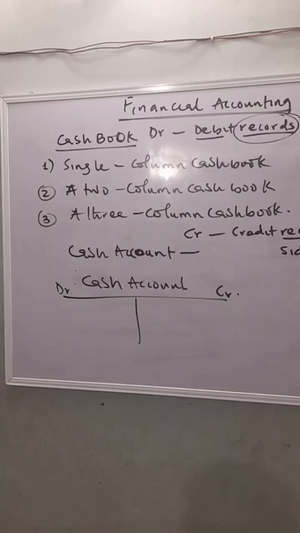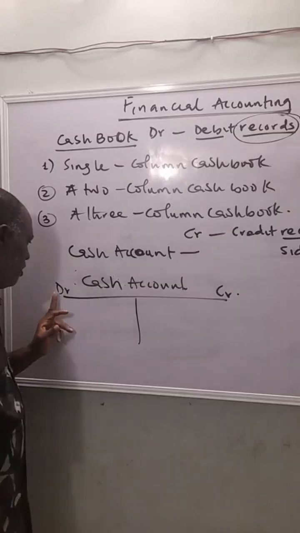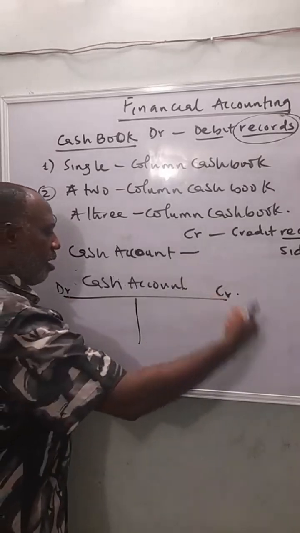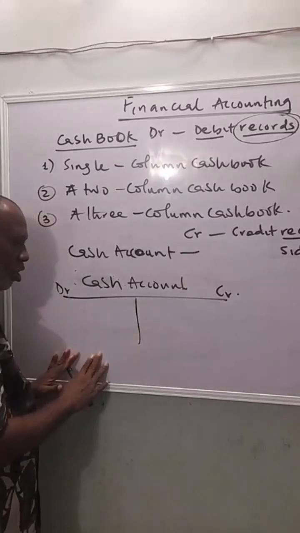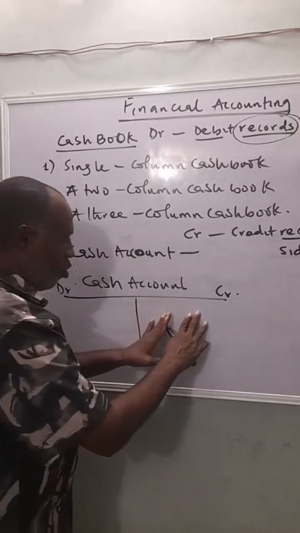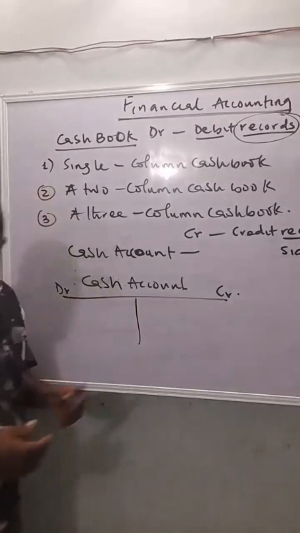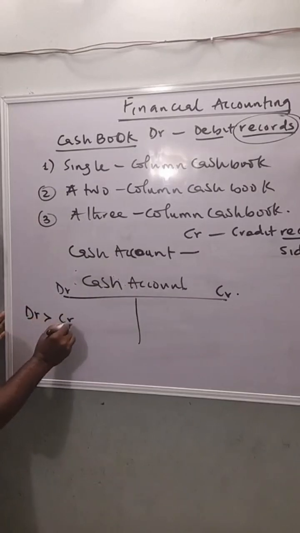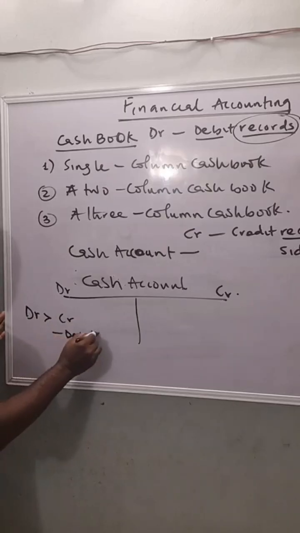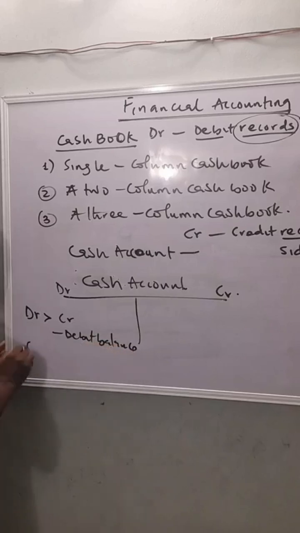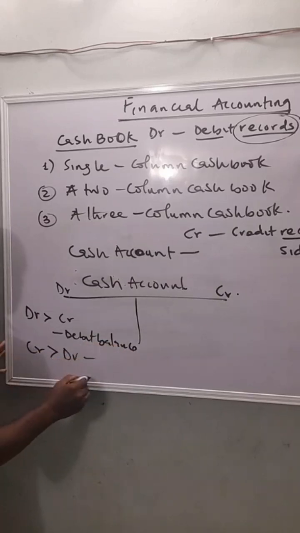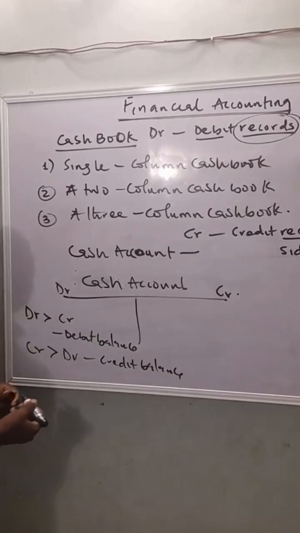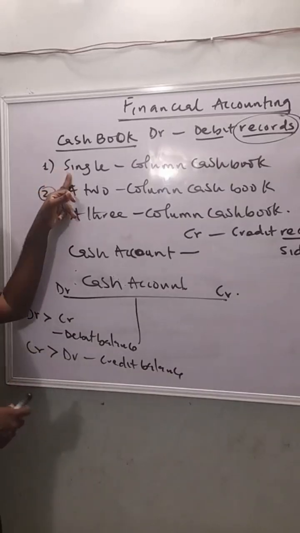Without wasting much of our time, DR means debit record side, while CR means credit record side. On this side, when money comes in, we debit. When money goes out, we credit. In accounting, if debit is greater than credit, we say there is a debit balance. If credit is greater than debit, we say there is a credit balance. That's accounting for you. That is the single column cash book.